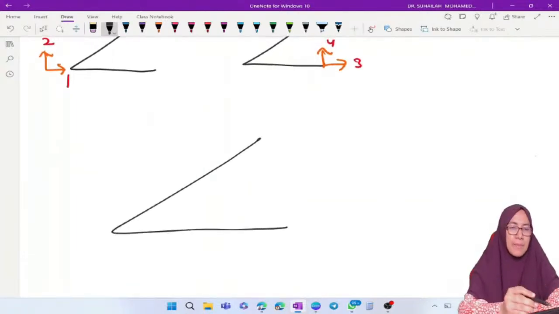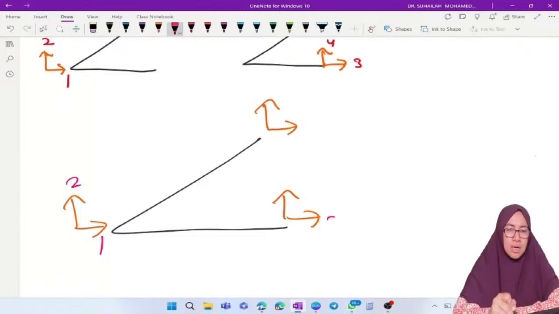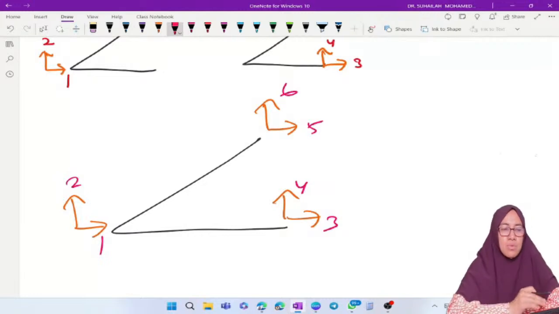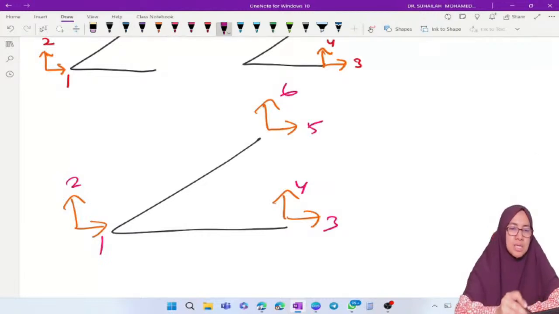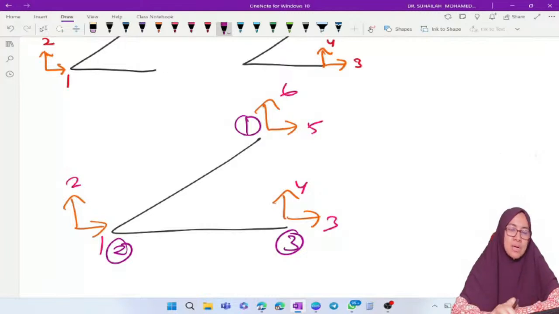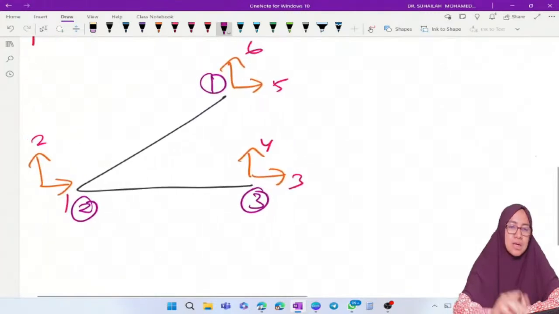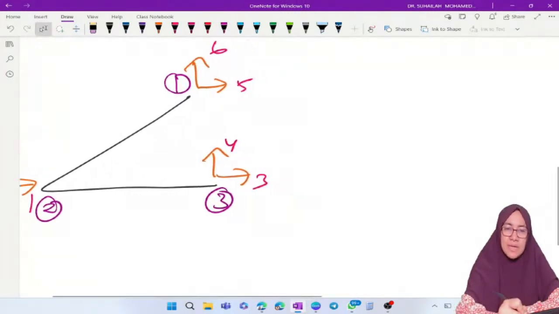When we combine back, each node has 2 degrees of freedom. Okay, the labels we just need to follow, what we have labeled previously: 1, 2, 3, 4, 5, 6. So here is node number 1, node number 2, node number 3. Okay, so actually these are the 6 degrees of freedom.